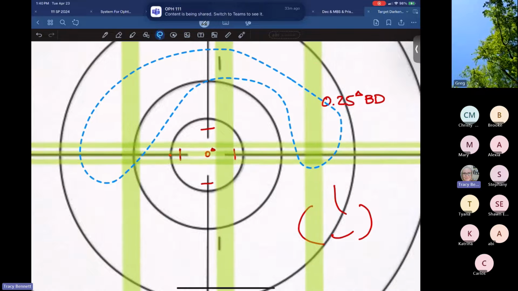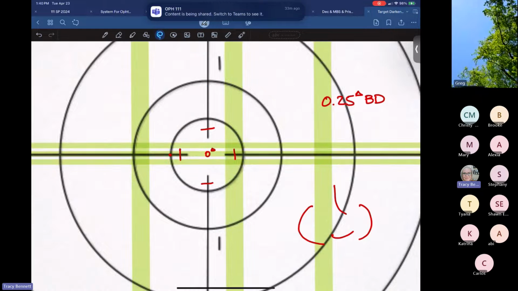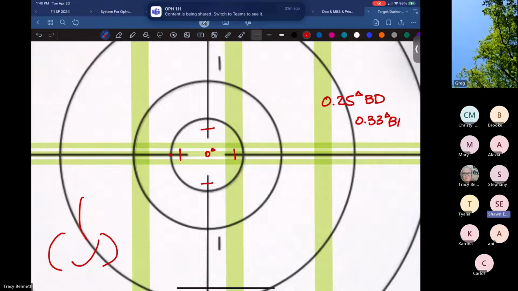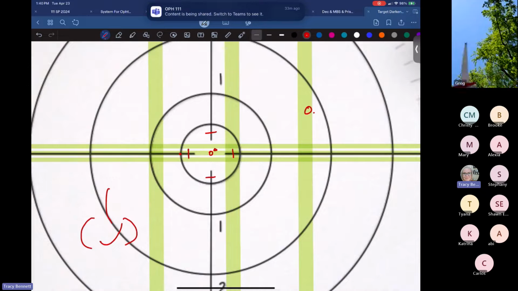And what if we're right there? Bella. 0.33 base in. Very good. 0.33 base in. That fits a right eye. What happens if it's a left eye? Nose is going to be on the other side of the target, right? You just flip it to base out, right? Mm-hmm. Because then all of a sudden you see we're the same amount, but we're base out. All right. So that's the ones up close.